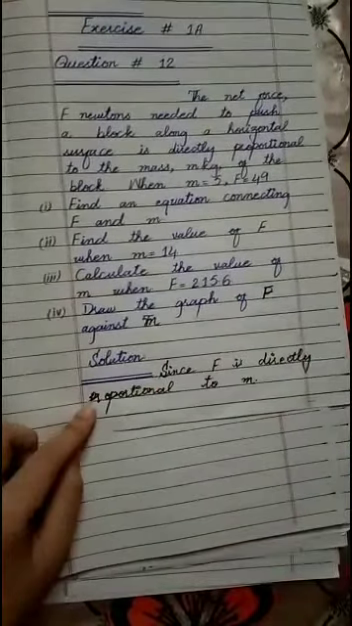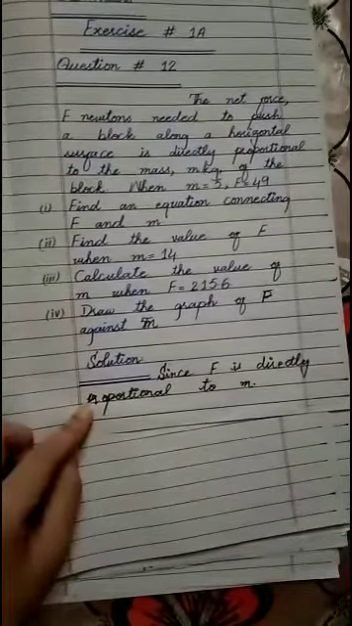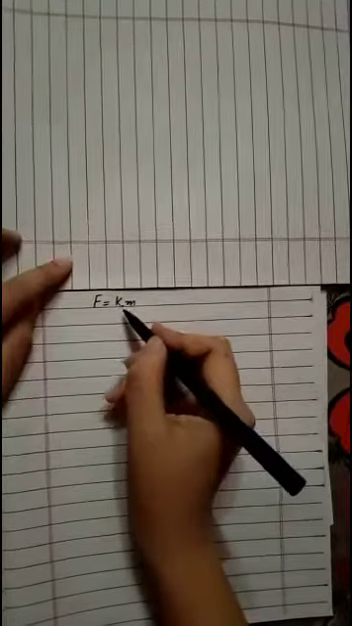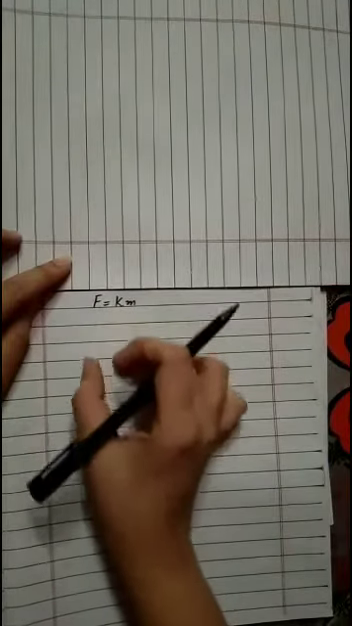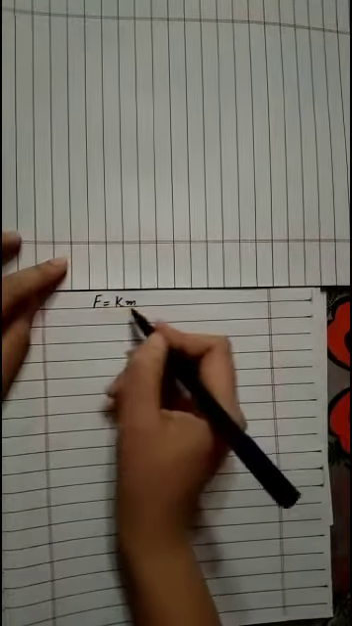F against M, we have to plot a graph. Let's draw the graph. For drawing the graph, first of all we have to take a few values of M by ourselves and we have to find the force. By using those points we can draw the graph.